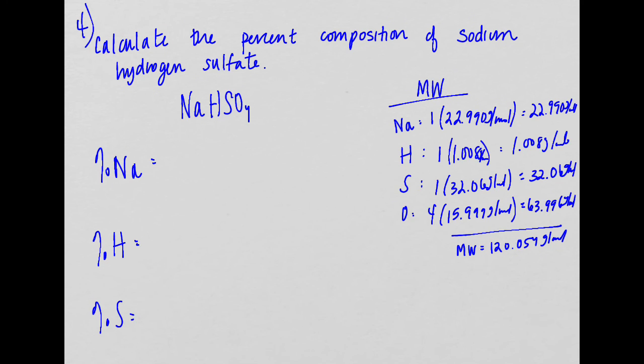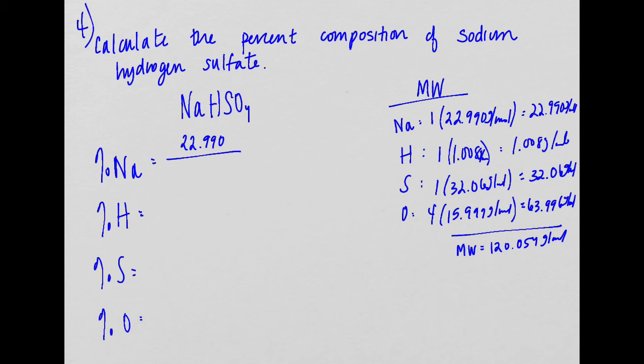Okay, now we are prepared to find percent sodium, percent hydrogen, percent sulfur, and percent oxygen. All right. So first we have sodium. We have 22.990 grams per mole of sodium divided by the total molecular weight of the compound, 120.054, times 100, which gives us a percentage of 19.15%.